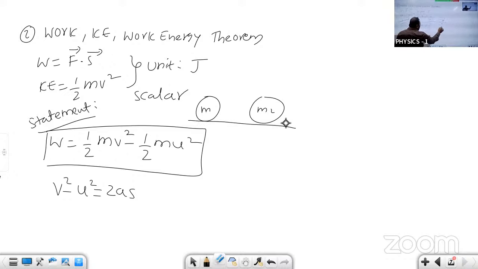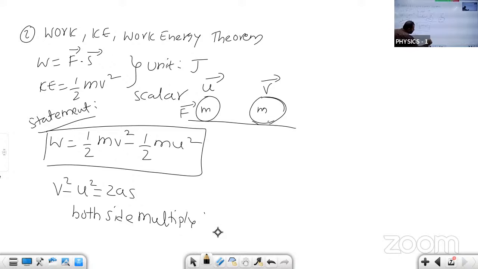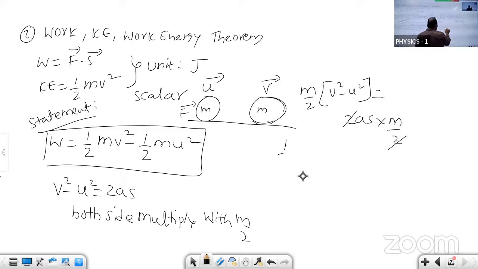Initially, one body of mass m is moving with velocity u. When we apply an external force capital F, its velocity changes from u to v. So v square minus u square equals 2as. Multiplying both sides by m by 2, we get our equation: m by 2 into v square minus u square. Right side, 2as into m by 2. The 2 cancels, students. Remaining is our answer.